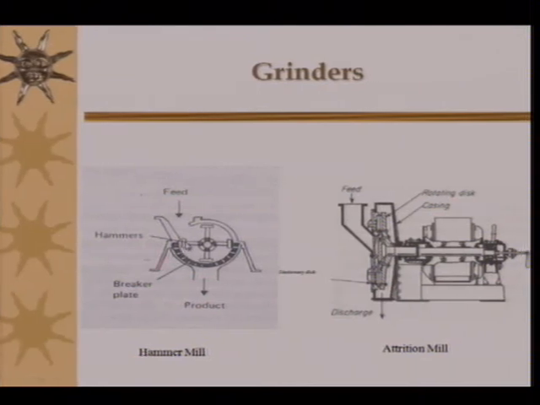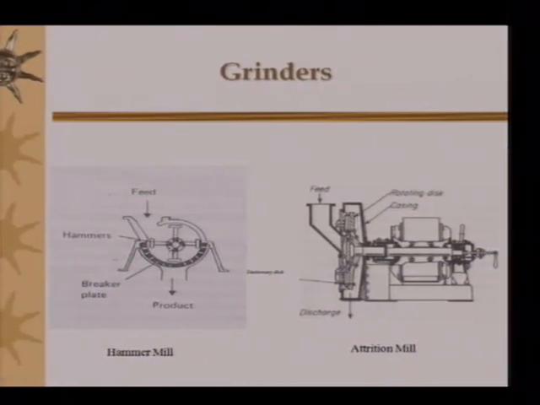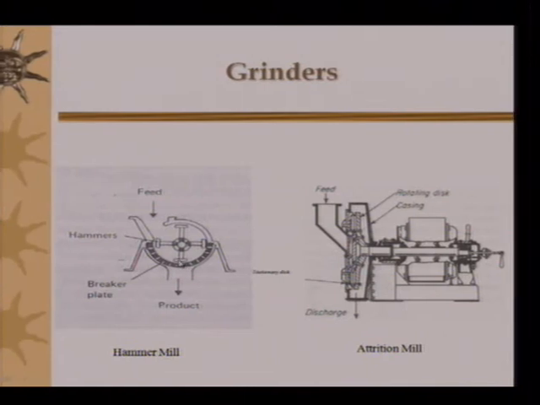First, if you see the hammers, 1, 2, 3, 4 hammers are shown here. These can be more than 4, it can be 6 or it can be 8 also. There are two types. One is a fixed hammer type where the hammer is fixed. In the second type, the swinging hammer type, the hammer swings on its axis.